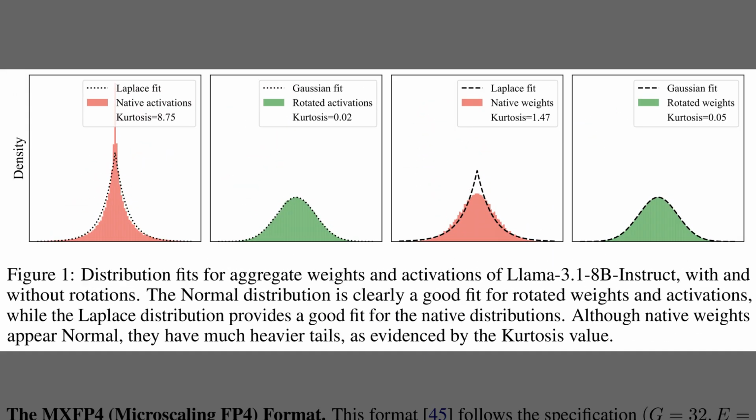Figure 1 shows that a Hadamard rotation makes weights and activations look normal, which means the values cluster smoothly without heavy tails. A Hadamard rotation is an orthogonal remix that spreads energy across dimensions, so no single element dominates. The native unrotated distributions fit a Laplace shape with outliers, which amplifies quantization error in FP4. This normalization explains why micro-rotation stabilizes scaling and reduces top element error.